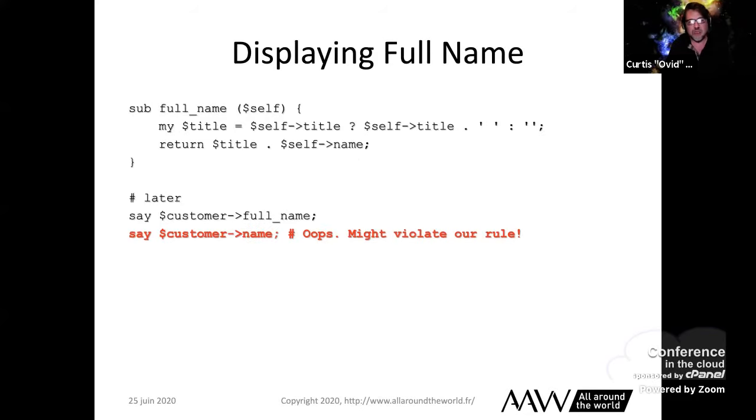So we've got this full name method in our customer class for Moose. And here's what it might look like. Full name is title, self-title, and so on, return title concatenate name. So we can say customer full name, which is what we want. But if we say customer name, that fails. That's a bad idea because it might violate our rule. So how do we fix that in Moose?